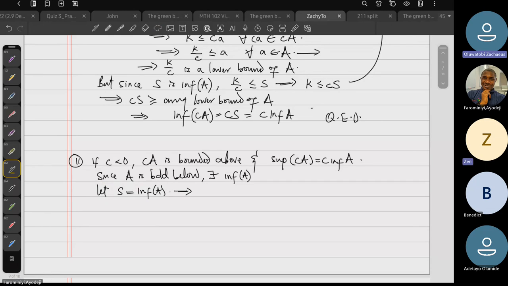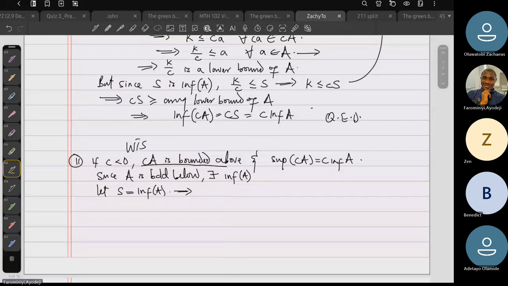A question, sir. Go ahead with your question. Since it is bounded above, are we not supposed to do supremum rather? The second question is different. It is A that is bounded below. This is what we want to show: that CA is bounded above. We don't know anything about CA yet.